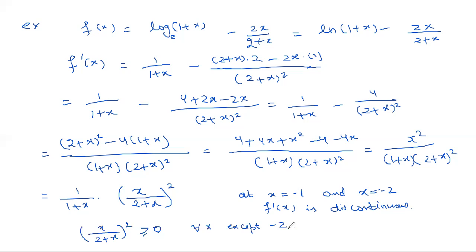So the derivative is entirely dependent on 1 over 1 plus x, and 1 over 1 plus x is negative for all values of x less than minus 1, and it is positive for all values of x greater than minus 1. So clearly f dash x is negative, less than 0, for all values of x less than minus 1 except x equals minus 2, where it is not continuous, and the derivative is positive for all values of x greater than minus 1.